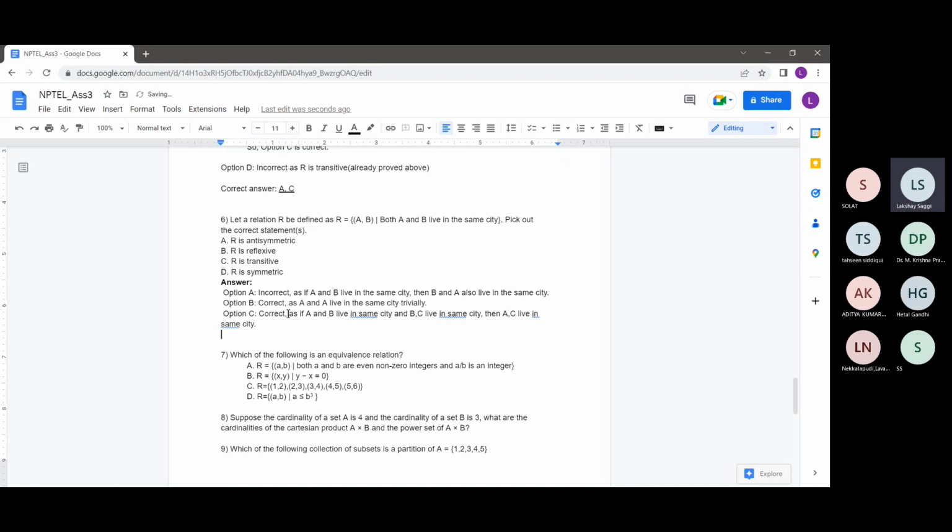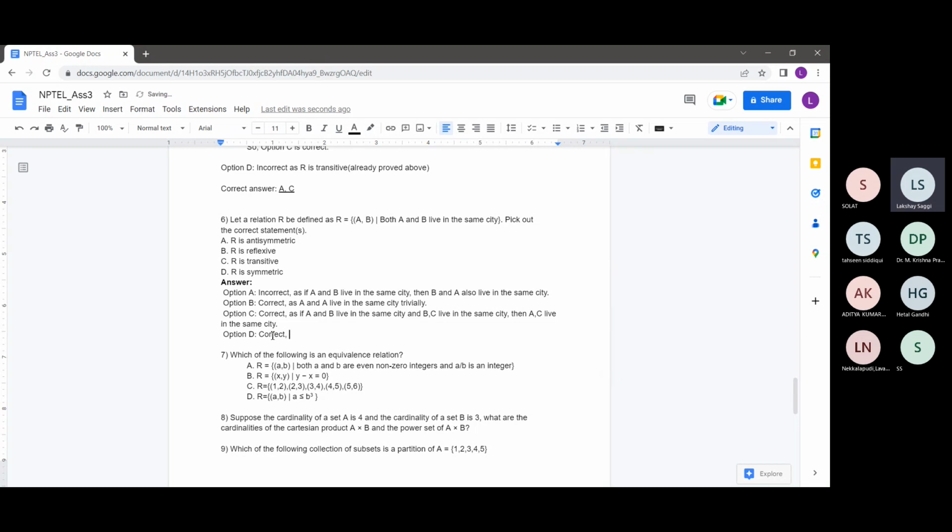I guess you guys can see this. That's just a grammatical thing. So option D is R is symmetric. If A and B live in the same city, then B and A also live in the same city, right? Option A said they are antisymmetric, but we established in option A that if A and B live in the same city, then B and A also live in the same city. So actually option D, symmetric, is correct.